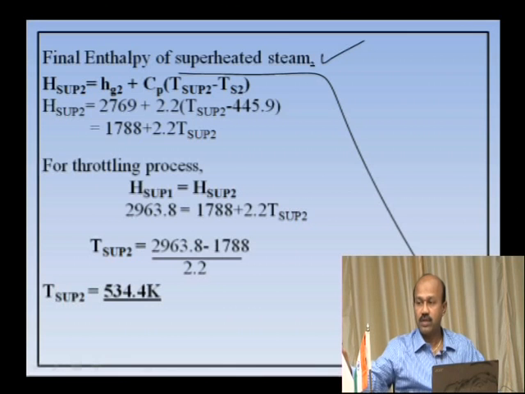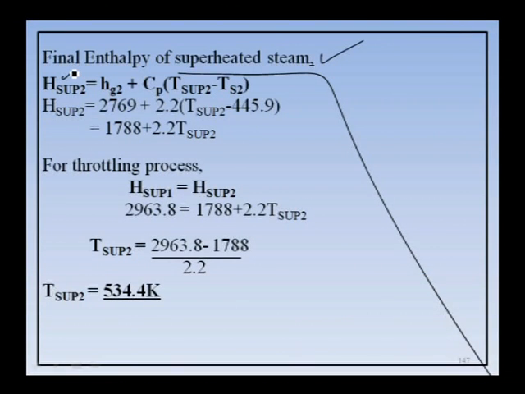See here, so I have taken the H sup 2 formula. H sup 2 is equal to Hg2, a direct value from the steam table for the second pressure, plus Cp into T sup 2 minus T sat 2. This Cp value is in the steam table, 2.2 is given, and T sup 2 we have to find, that is the final temperature of the steam after throttling, and T sat 2 is this much. By simplifying, H sup 2 is 1788 plus 2.2 T sup 2. H sup 2 is not known. This is actually an equation like this one.